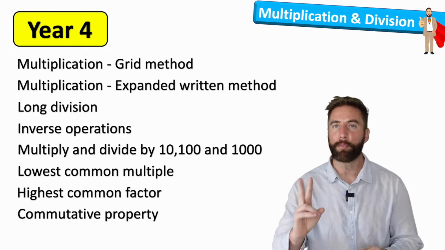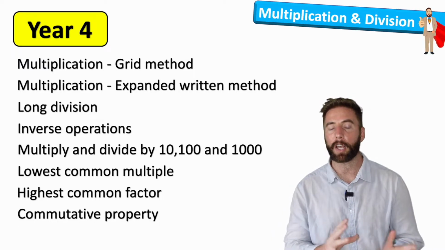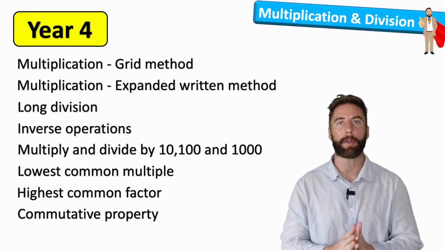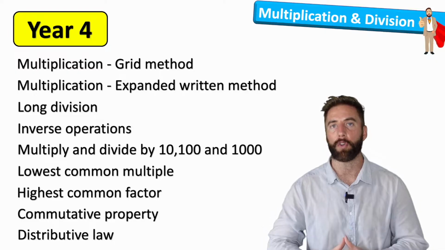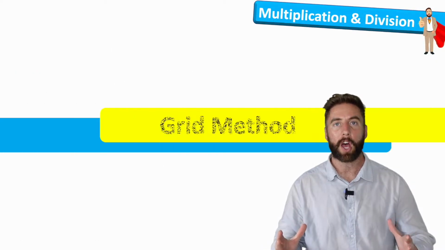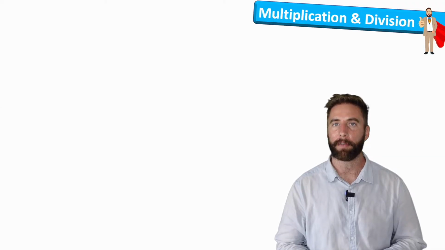After that, we're going to look at 2 pretty tricky things. The first is the commutative property, and the second and last thing on our lesson is we're going to be looking at the distributive law. And that's super challenging, so make sure you stick around for that. But let's waste no more time, let's get into it, starting with grid method.